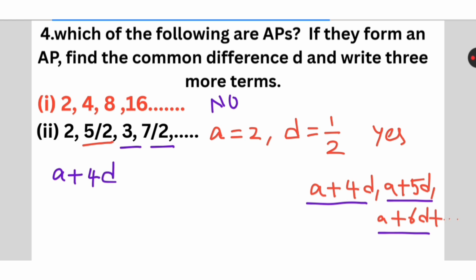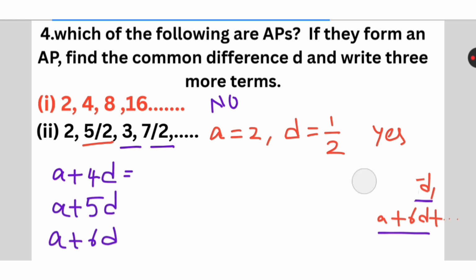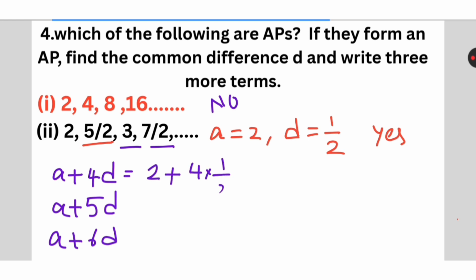Let's find out A plus 4D, A plus 5D, then A plus 6D. That is our 3 more terms. So what is A? A is 2, plus 4 times D. What is D? D is 1 by 2. Here 2 and 4 get cancelled. So 2 plus 2, which is 4. So this is our 5th term.